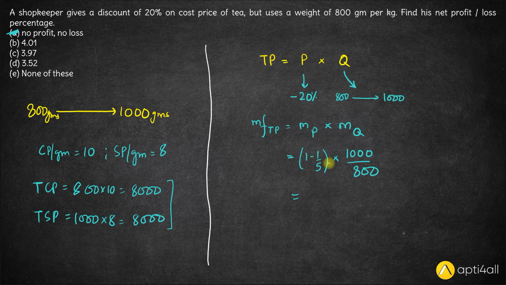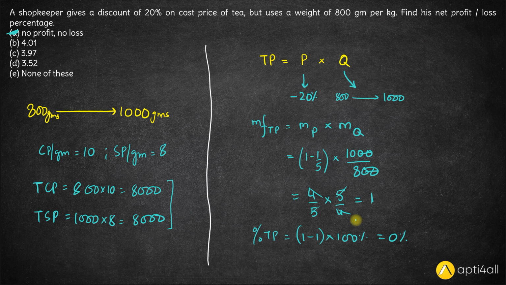So this becomes (5 minus 1) upon 5, that is 4 upon 5, into, we have the zeros cancelling out, 10 by 8 is 5 by 4, which comes out to be 5 cancels, 1, 4 cancels, 1. So the multiplication factor for total price is 1. Hence, the percentage change in the total price is (1 minus 1) into 100%, which is 0%.